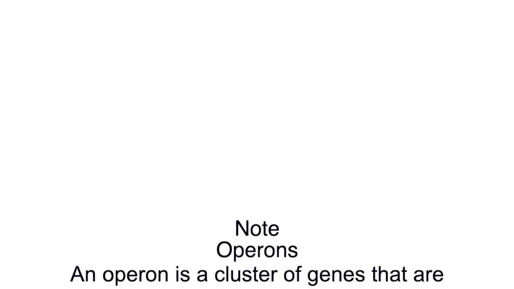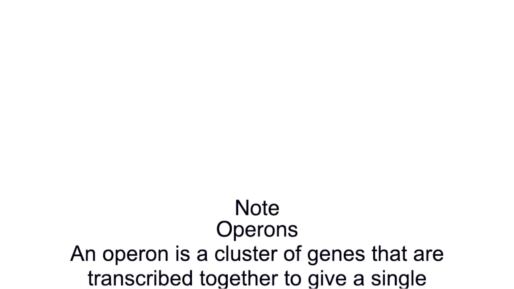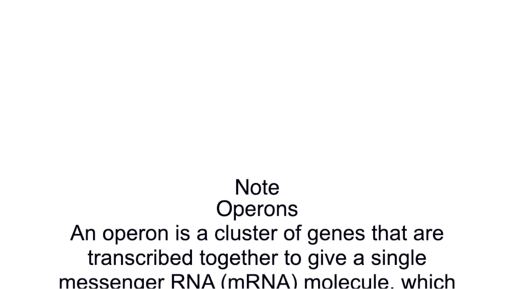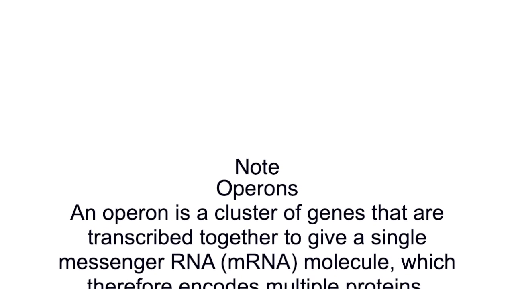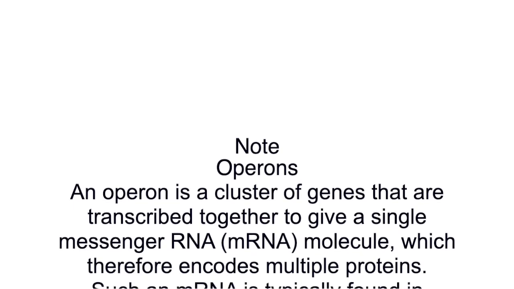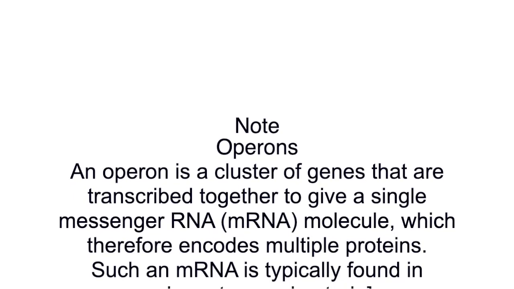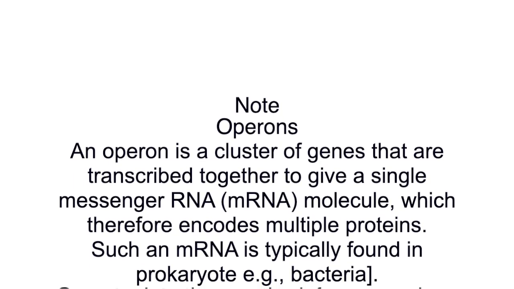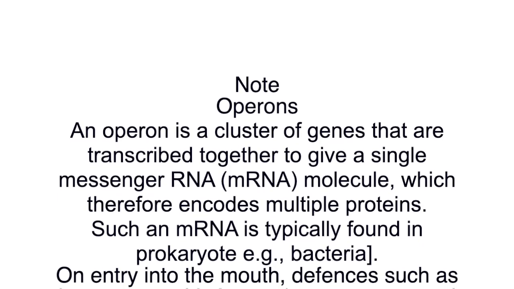Note: operons. An operon is a cluster of genes that are transcribed together to give a single messenger RNA (mRNA) molecule, which therefore encodes multiple proteins. Such an mRNA is typically found in prokaryotes, for example bacteria.